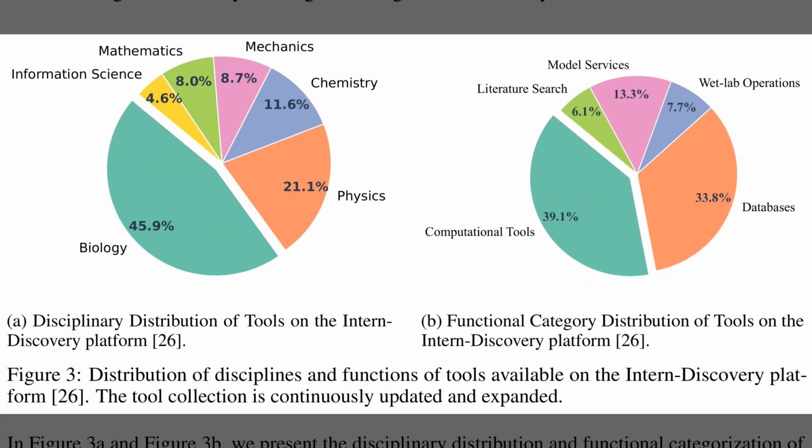So, having established the architecture, Figure 3 analyzes the actual tools integrated into the Intern Discovery platform. On the left, the disciplinary breakdown shows a clear focus on the life sciences, with biology-related tools making up nearly 46% of the ecosystem, followed by physics at roughly 21%. Then, looking at the functional distribution on the right, we see that computational tools and databases form the backbone of the system, together accounting for almost 3/4 of all resources.